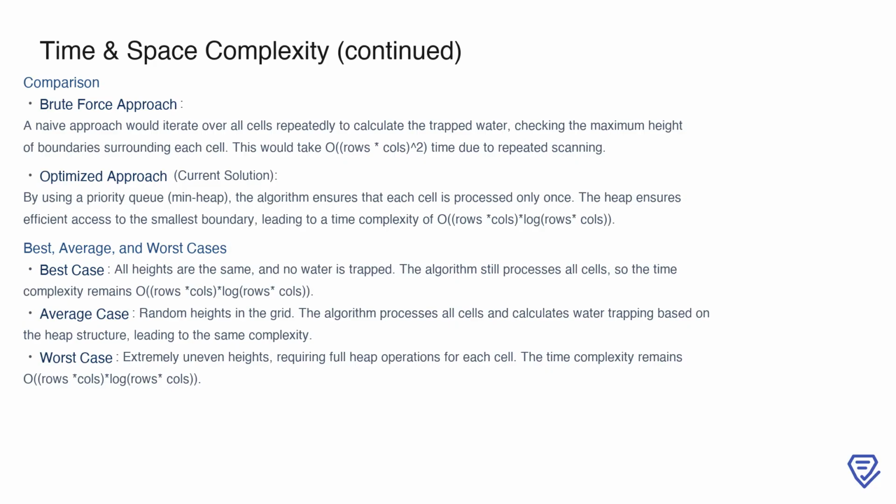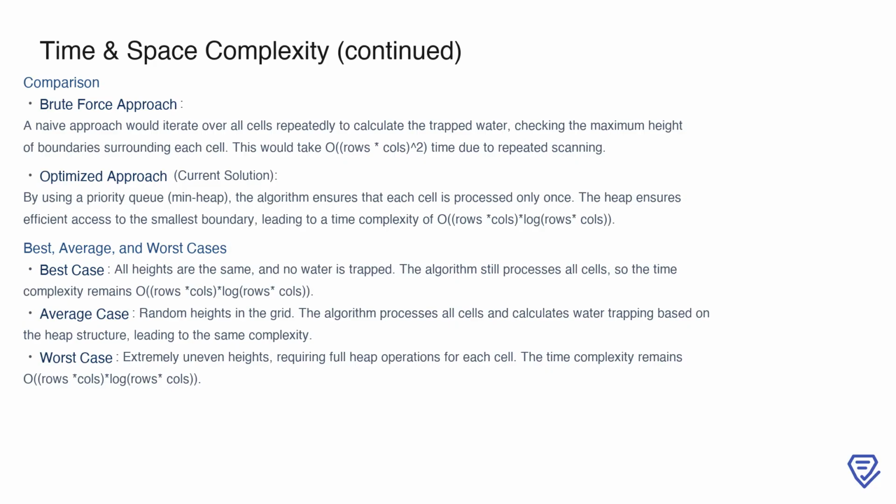Let's compare this optimized approach with the brute force method. The brute force approach involves repeatedly iterating over all the cells in the grid to calculate the trapped water. For each cell, it checks the maximum height of the boundaries surrounding it, leading to a time complexity of O((rows * cols)^2) due to the repeated scanning. By contrast, the current optimized approach makes use of a priority queue, or min heap, to process each cell only once. This ensures efficient access to the smallest boundary height at any given time, reducing the time complexity to O(rows * cols * log(rows * cols)).